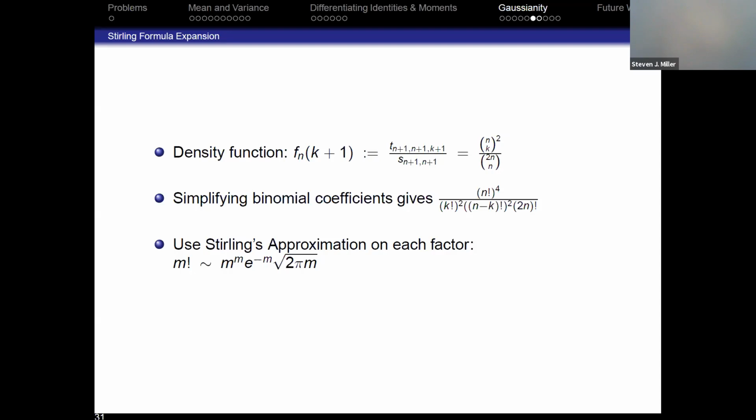So doing a little bit of work, simplifying the binomial coefficients of this monstrosity, we get n factorial to the 4th over k factorial squared, n minus k factorial squared, and then 2n factorial squared. Another key ingredient is Stirling's formula. Stirling's formula says m factorial is about m to the m, e to the minus m, square root of 2 pi m.